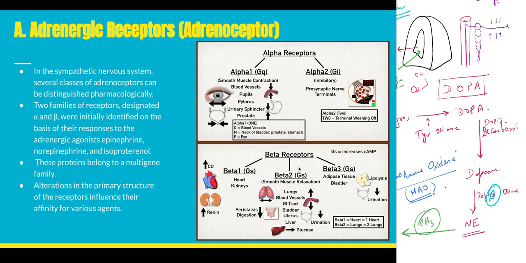Or any type of beta: be it beta 1, beta 2, or beta 3, it will be G stimulatory. This is just introductory knowledge. Don't focus on the locations and those things; we will do those gradually. As of now, you have to know about this beta.